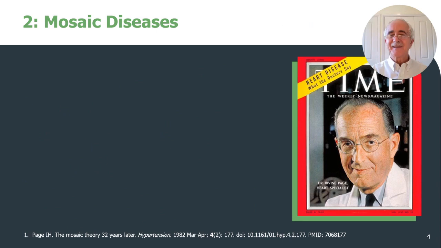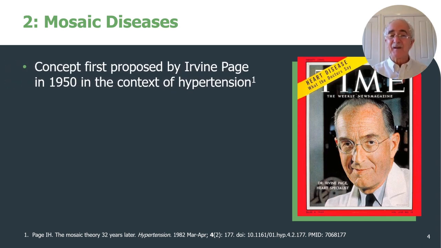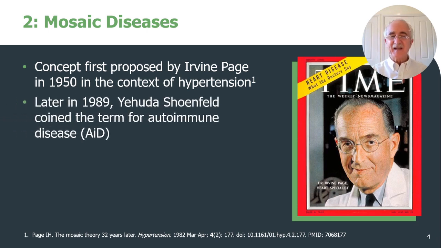The second defining attribute is this concept of mosaic diseases. That complex diseases are mosaic in nature. So the concept was first proposed by Irving Page, you know, the famous, I think he was a cardiologist, in 1950 in the context of hypertension. But it's been expanded substantially, and that happened in 1989 when Johannes Schoenfeld coined the term for autoimmune disease. So let's have a look at what Schoenfeld says.